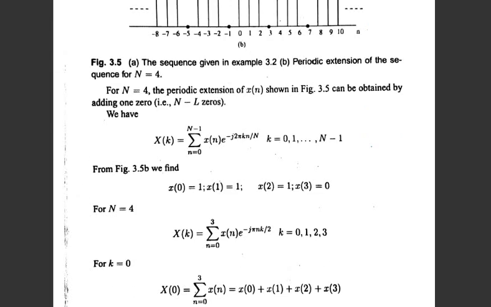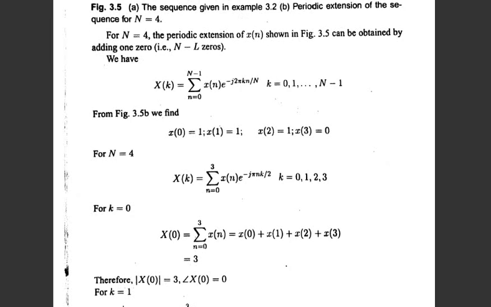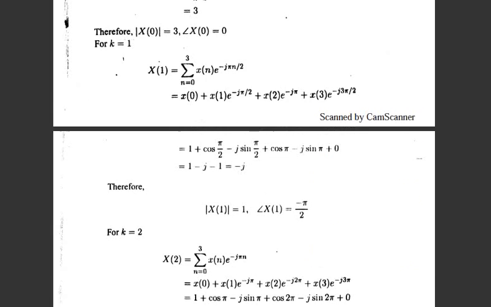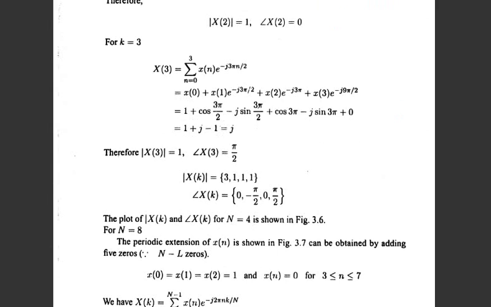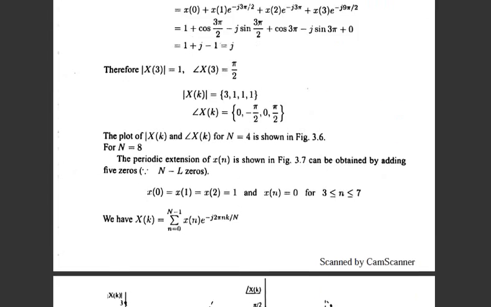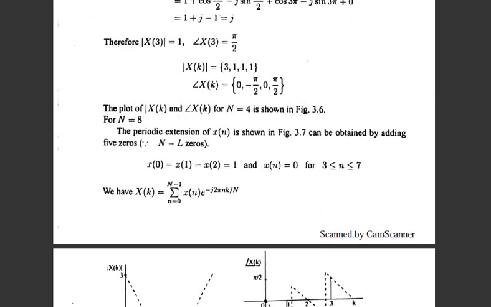Here we have put the formula of DFT and calculated the value for x of 0, x of 1, x of 2 and lastly x of 3. So the value of ours looks like this, which is 3, 1, 1 and 1. Here this one is the angle of x of k.